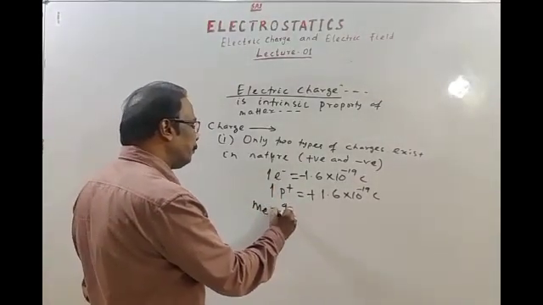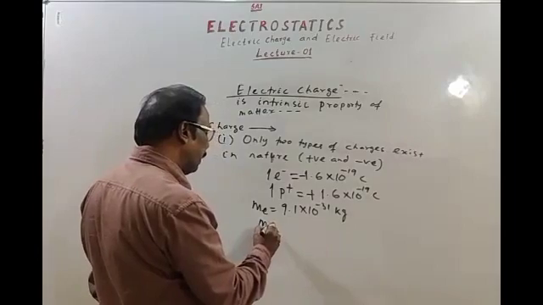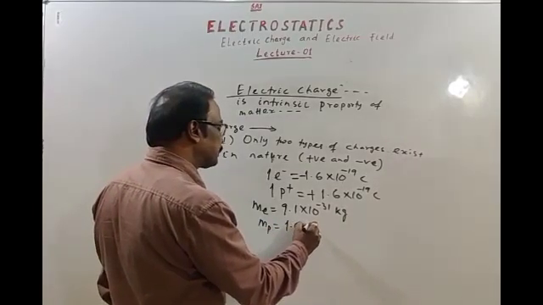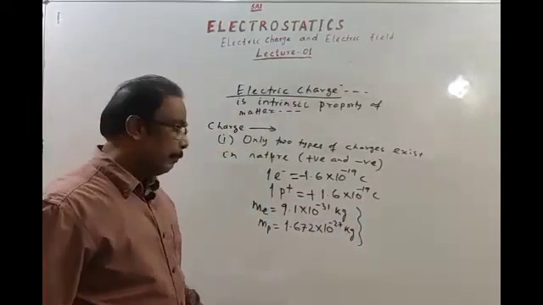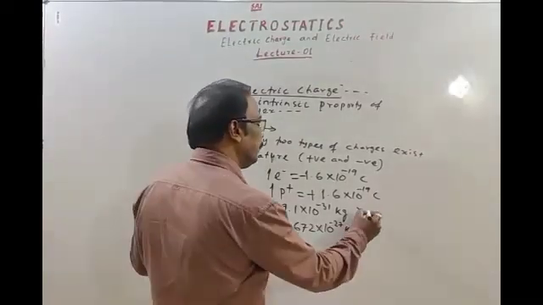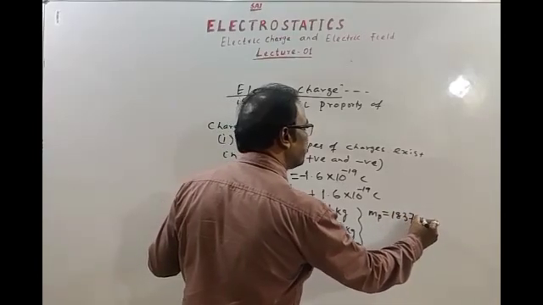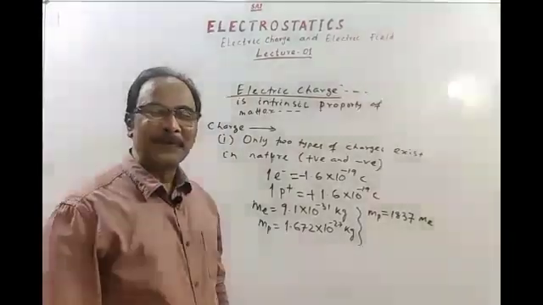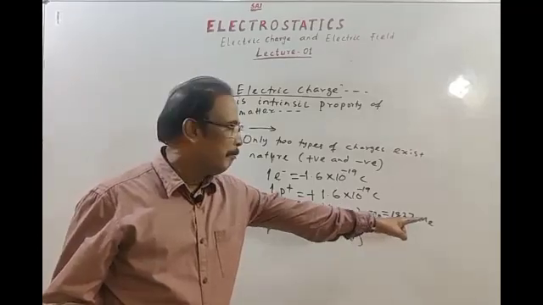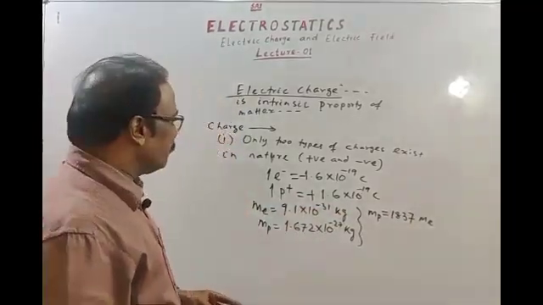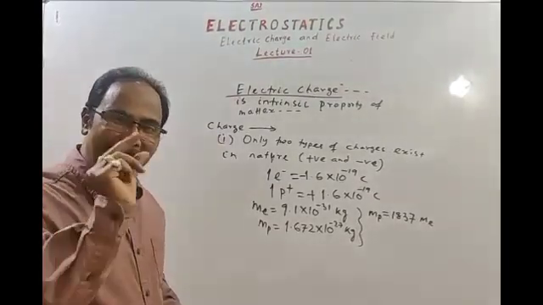Then mass of electron. The mass of electron is found to be 9.1 into 10 to the power minus 31 kg, and similarly the mass of proton is found to be 1.672 into 10 to the power minus 27 kg. If we compare the mass of proton and the mass of electron, then the mass of proton is about 1837 times that of the mass of electron. So proton is heavier as compared to electron, since its mass is much greater than the mass of electron. Okay, so this is about electron and proton, the constituent particles of atom.